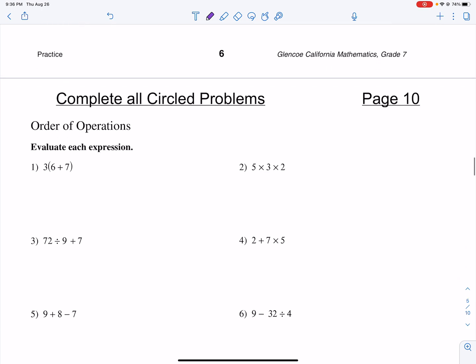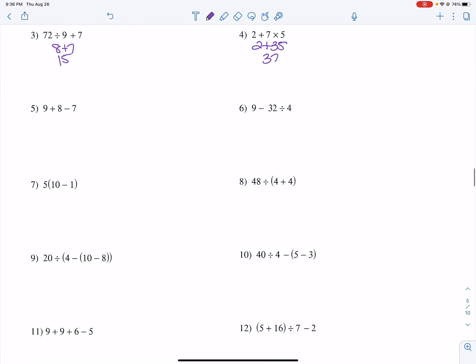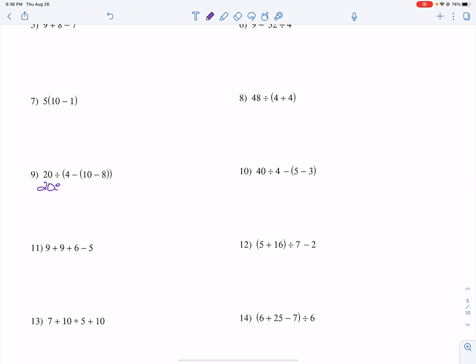All right, moving right along. 3 times 13 gives me 39. 5 times 3 is 15 times 2, which is 30. 72 divided by 9 is 8 plus 7, which is 15. This is 2 plus 35, which is 37. 20 divided by 4 minus 2. So then this is 20 divided by 2, which is 10.